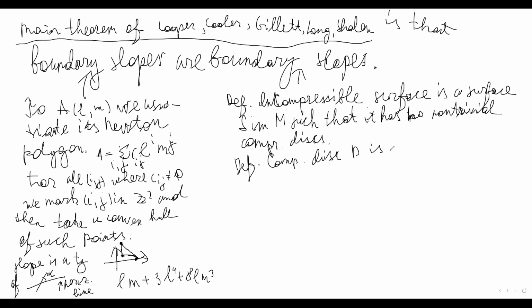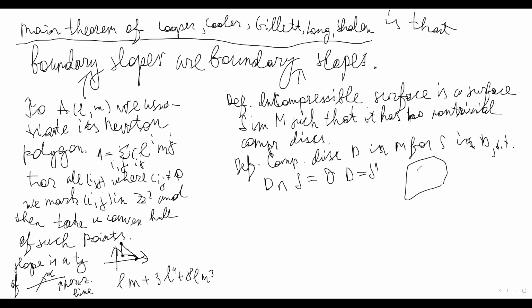So we'll do the definitions. Yeah, so a compression disk D in M for S is a disk D such that D intersection with S, with our surface, is the boundary of our disk. Yeah, of course it is S^1. So what we have: we have some surface, and then we have some disk.